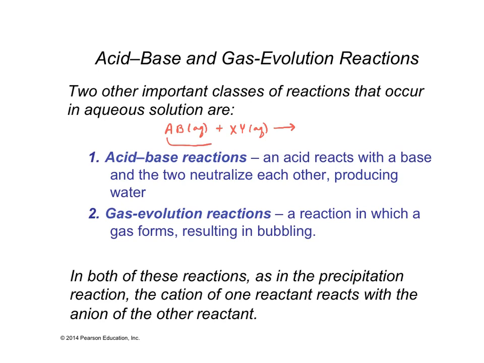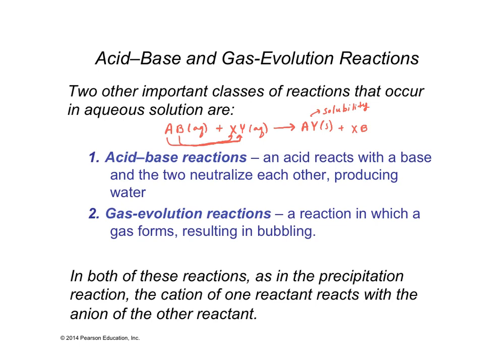The A, our cation of one, will go with the anion of the other, so we will form AY, and then the anion of one will form with the cation of the other, forming XB. This is going to be the exact same format for all of these reactions that we talk about. For precipitation reactions, we had our AB and XY combined, and one of these products formed a solid, and we knew that because of the solubility rules. In the last 2 classes of reactions that we're going to look at, which follow this exact same format, it's going to be very similar.